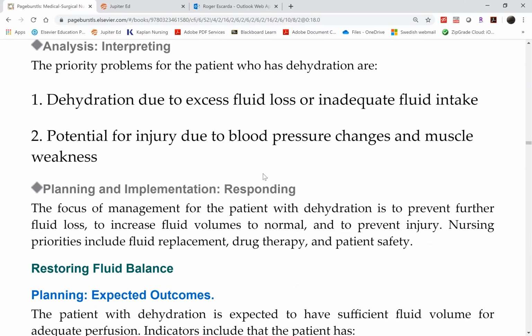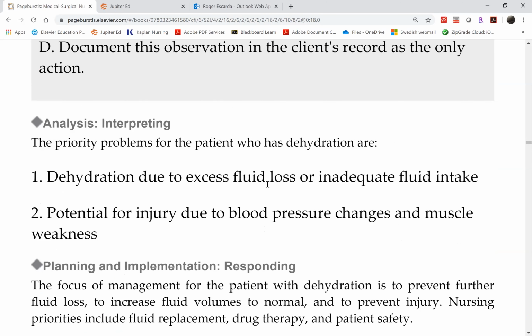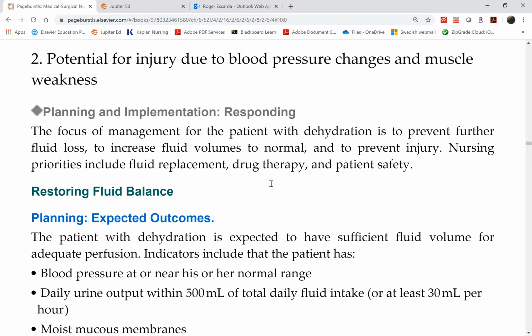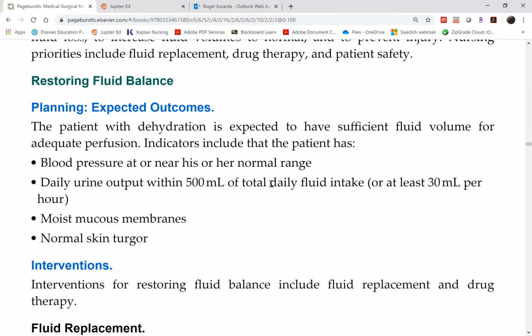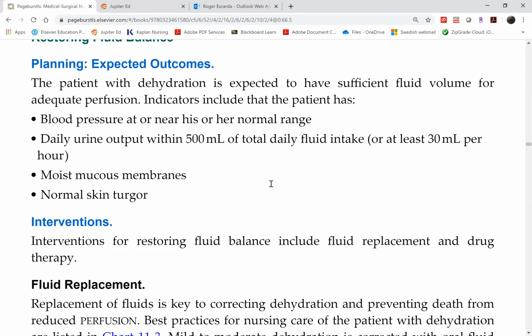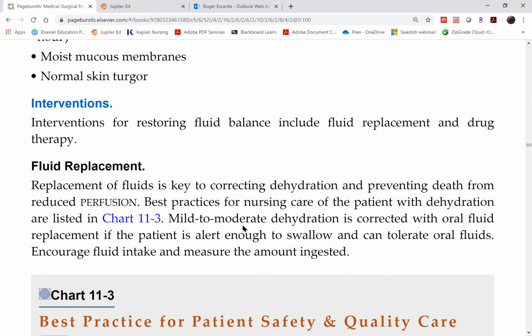So we're done with the labs. I won't go to the manifestations of fluid overload. We kind of discussed both already. Let's go now to interventions. So your patient doesn't have enough fluid volume. What are your interventions?